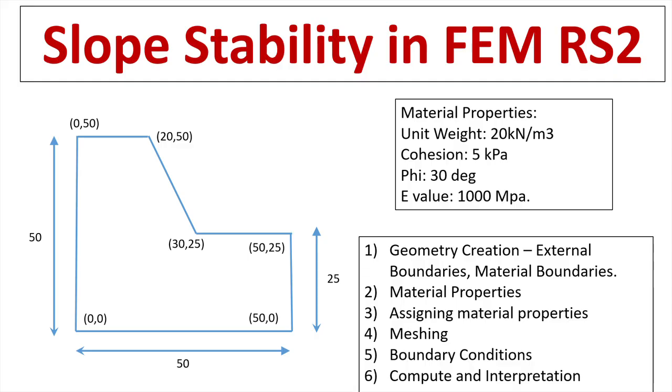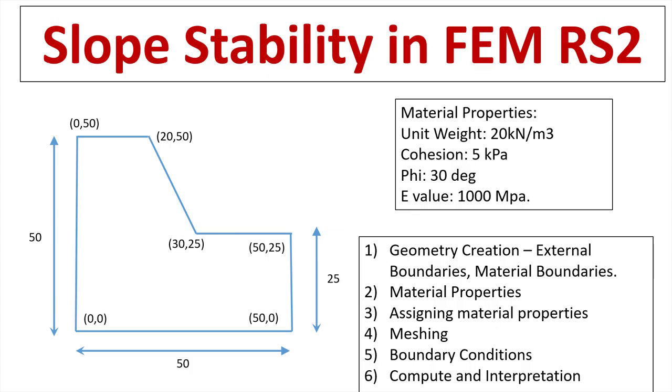Here the extra input is the E value, that is Young's modulus or deformation modulus of the material, which we will be giving as an extra input in finite element method. The steps for analysis are quite similar to many of the software. First is geometry creation. Here, first we have to create the external boundary, and then if we have many layers we can use material boundaries to separate each layer.